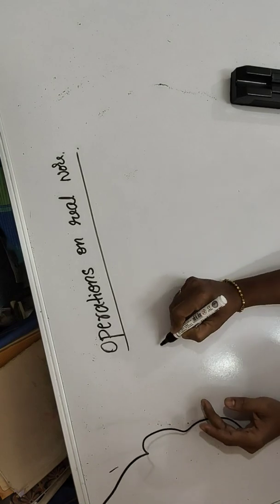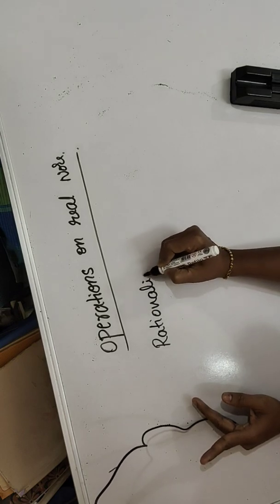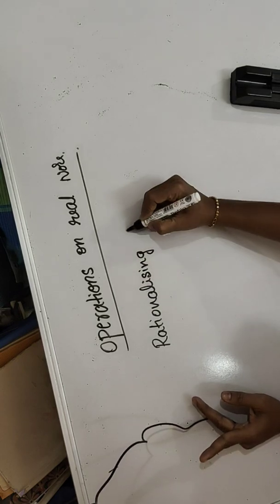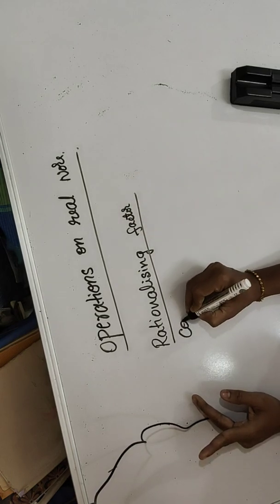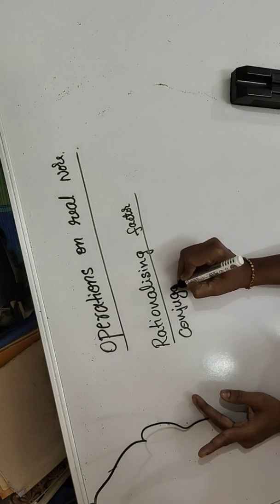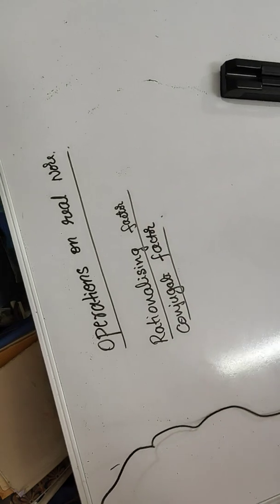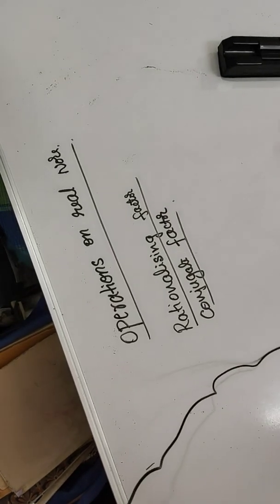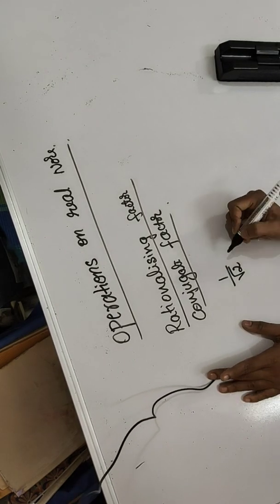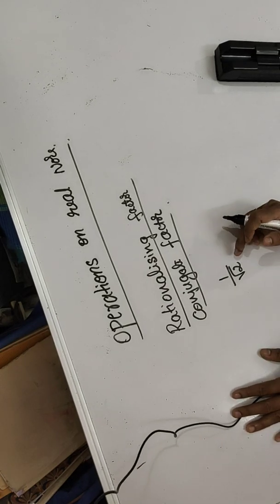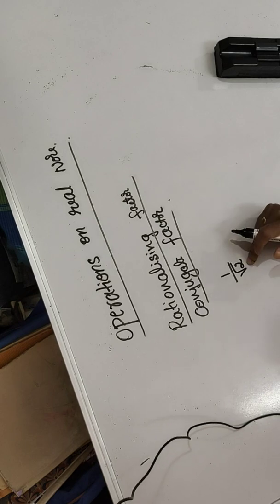Okay, next comes rationalizing the factor, or one more name is conjugate factor. Both are the same. Rationalizing means what? For example, the root number is there, 1 by root 2. Rationalizing means we have to multiply by something and remove this root from the denominator. From the denominator we must remove this root.